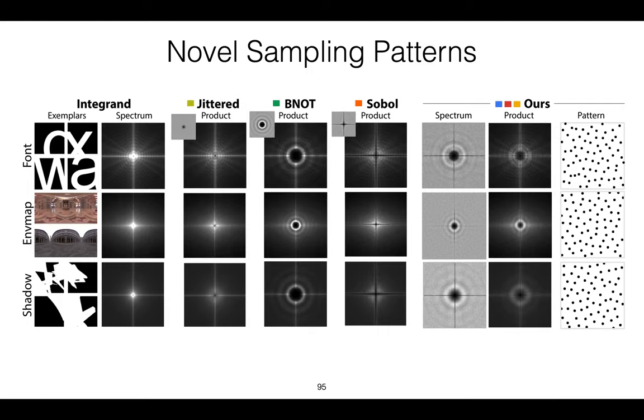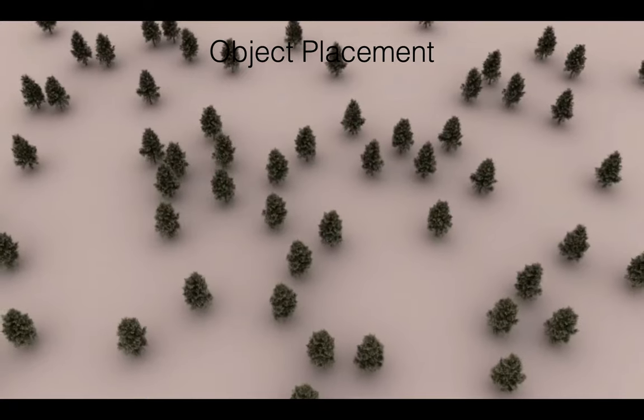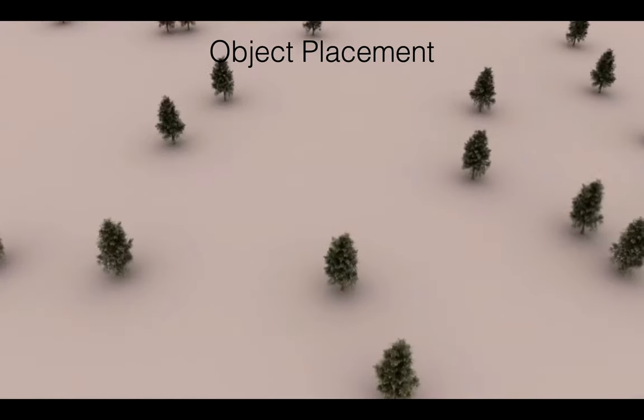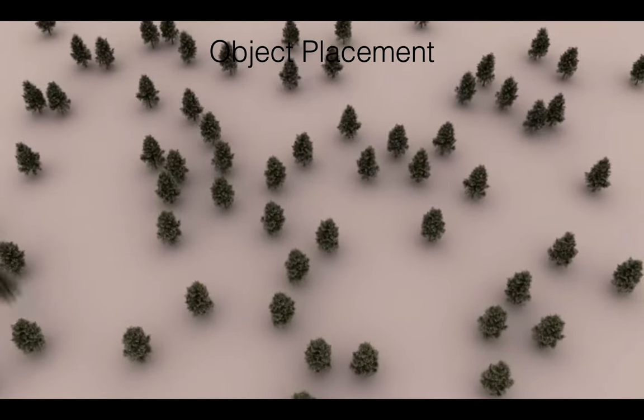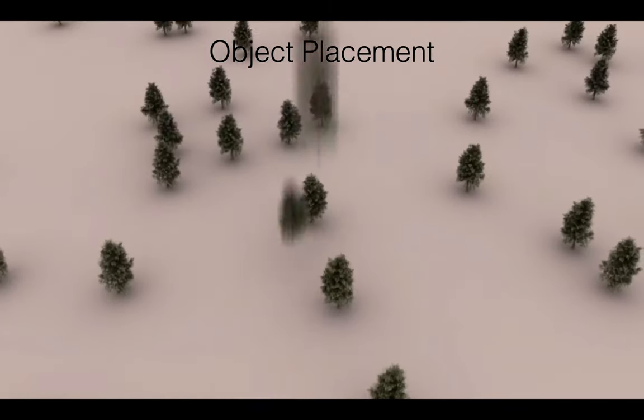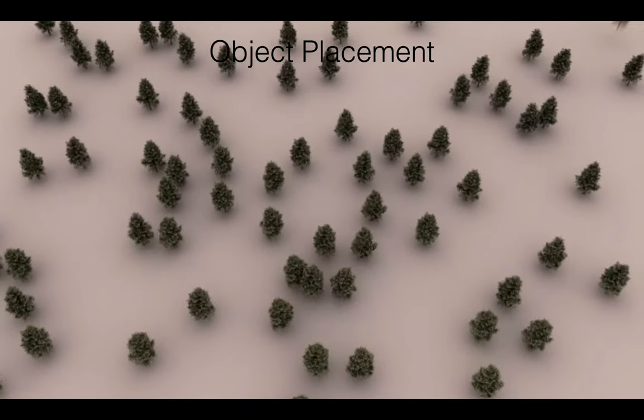We tested this and compared the results with well-known sampling patterns like jittered, blue noise, optimal transport, and Sobol. We also made comparisons with rank-one lattices and Fibonacci lattices. And lastly, we also did object placement, which we started with, like how we can place trees in nature. Our network can also train for a green noise distribution, which is how the trees are distributed in nature.